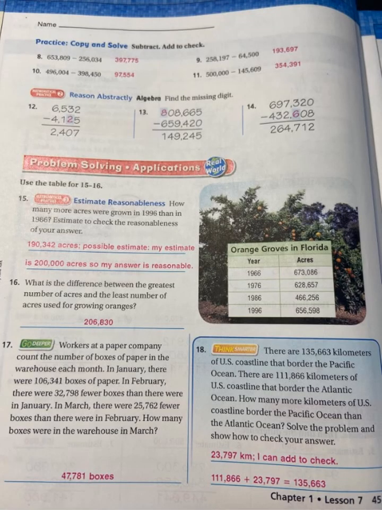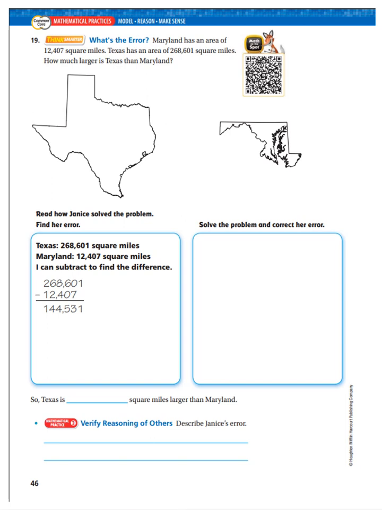Boys and girls, here's the answers to page 45. If you missed a problem, please go back and try to figure out what you did wrong. If you cannot figure it out, ask an adult or schedule a time with me, and we will go over it. Here is page 46.